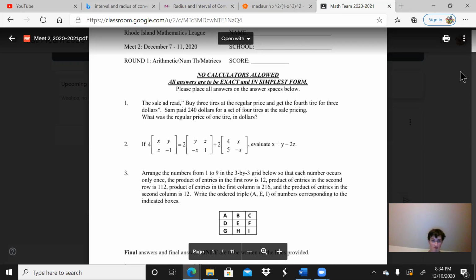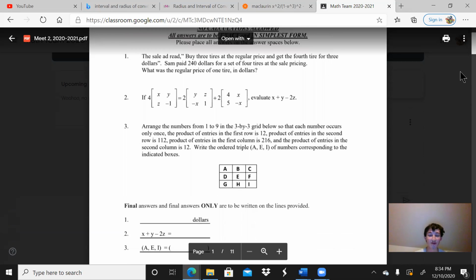So 3. Number 3: range of numbers from 1 to 9. Each number is, is this a magic square? The product of the entries in the first row is 12. Product of the entries in the second row. Oh my God. This is prime factorization time. So this is like a magic square, kind of, but with the product; usually that means the sum's equal.